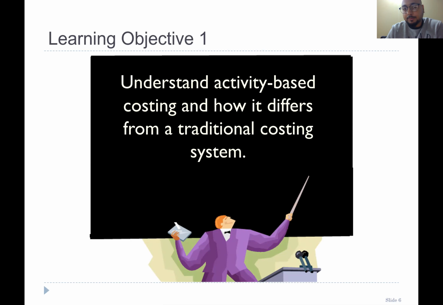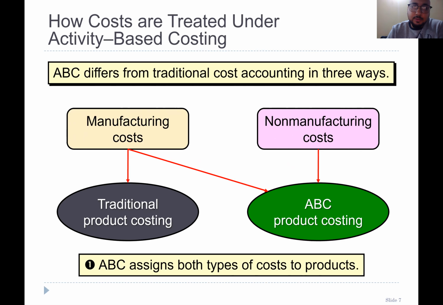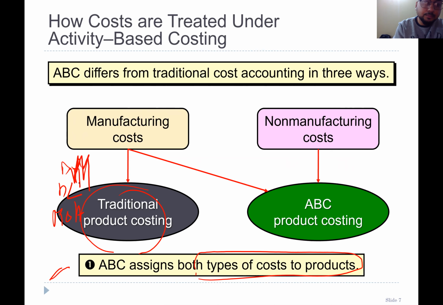Our first learning objective is to understand activity-based costing and how it differs from a traditional costing system. In traditional costing, we have manufacturing cost and non-manufacturing cost. To calculate the product cost, let's do it on a number one basis. Number one, ABC assigns both types of cost to the product. In traditional costing, product cost is manufacturing cost, and manufacturing costs include direct material, direct labor, and manufacturing overhead. That is the product cost.